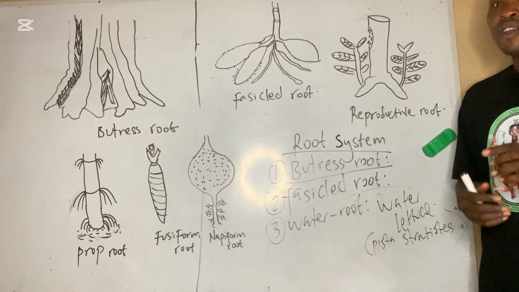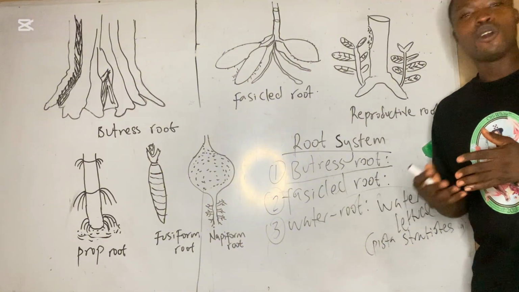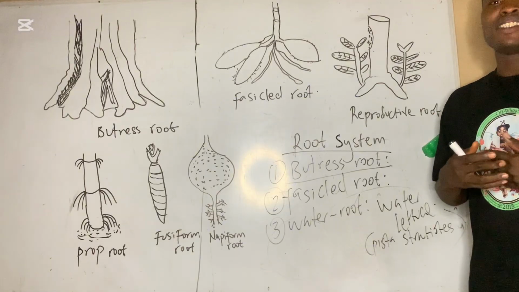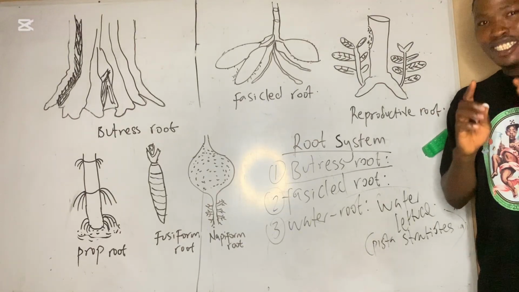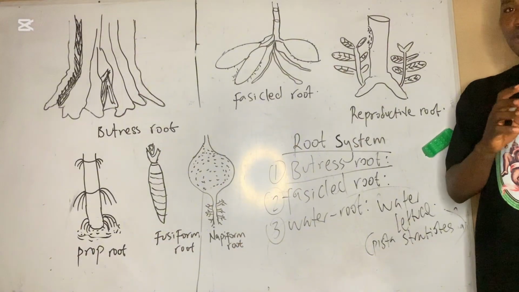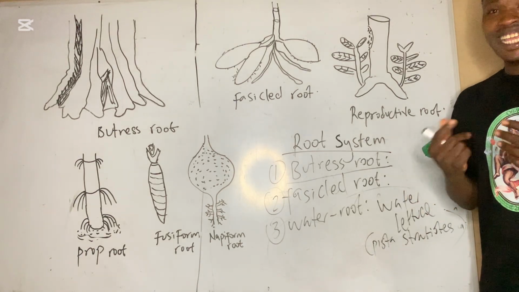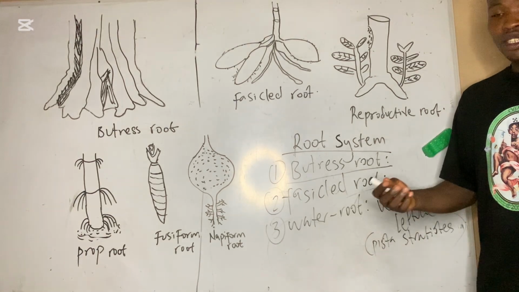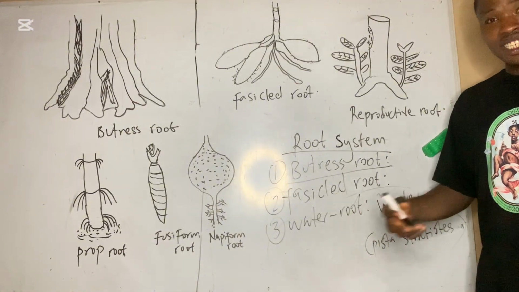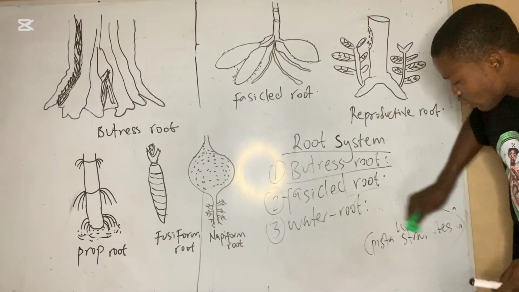It is different from the pneumatophore, or breathing root. The pneumatophore, or what we call breathing root, is also a root adapted to stay on water, but it is different. The pneumatophore root has special features which the water root or aquatic root does not have. The pneumatophore root allows gaseous exchange. The root can exchange gases with the water. That's the major difference between the water root and the pneumatophore.